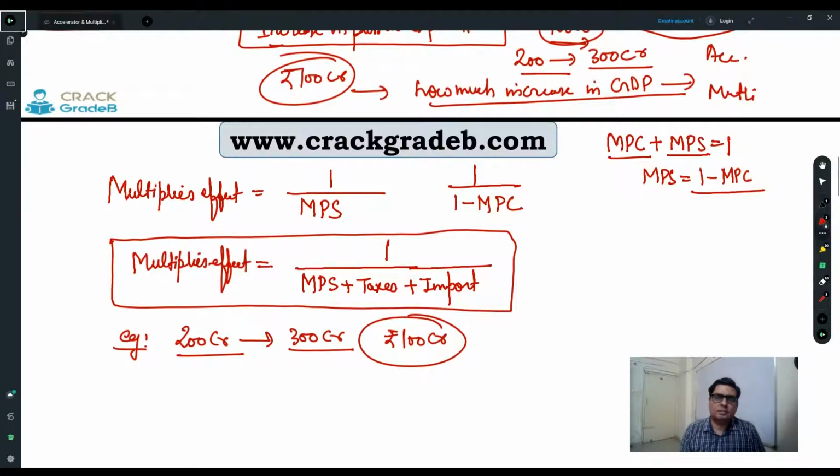Because in some books it is mentioned as a leakage. These taxes and imports are being considered as a leakage. But it is very important to mention them. It is very important to mention them.